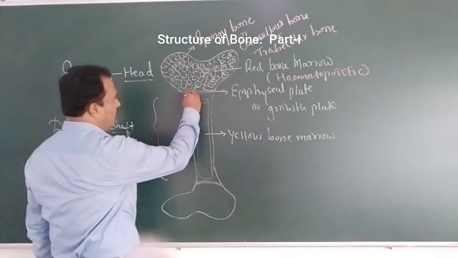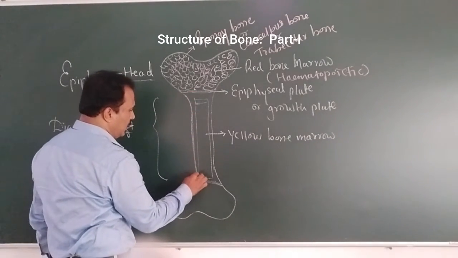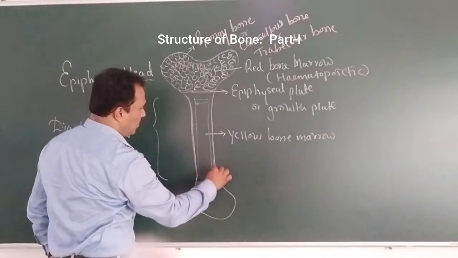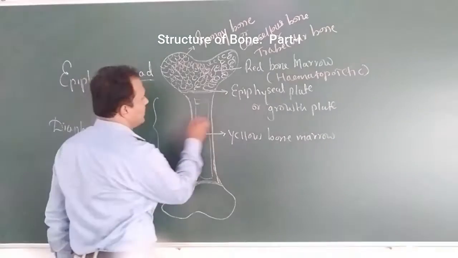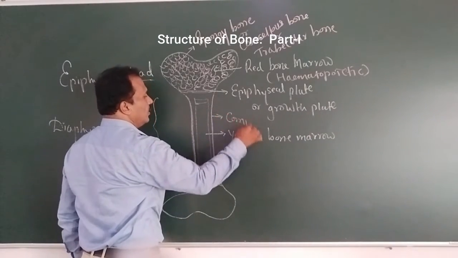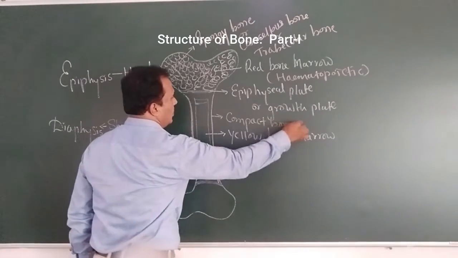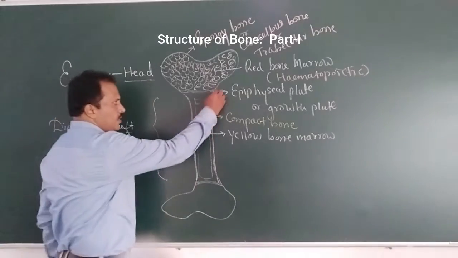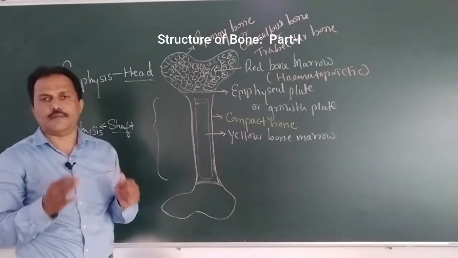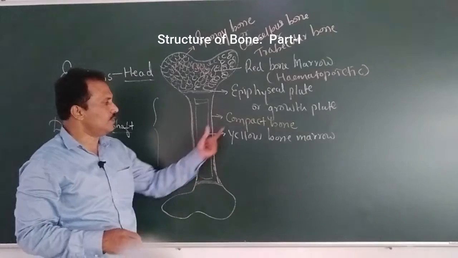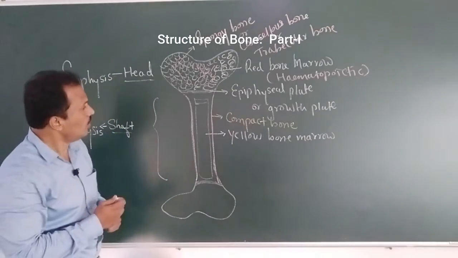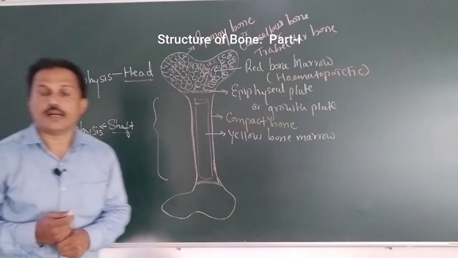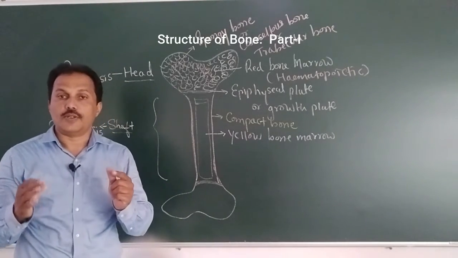And here at the shaft region, you will find a completely compact, hard structure. What is the type of bone at this point? Here it is the compact bone. So these are the two types of bones. One is the spongy bone at this point, and at the shaft region it is completely tight, filled with cells and all the minerals. That is the compact bone. So when we are talking about the structure of bone, these are some of the important morphological aspects.